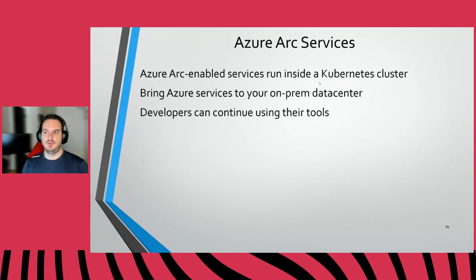And everything is done with a Kubernetes cluster. So we have a Kubernetes cluster, we install Azure Arc, and once we have the Azure Arc connection, we can run the Azure services on-premise. And the great thing is the developers don't care where the software is running. They can use the same tools no matter if it's running on Azure or on-premise.